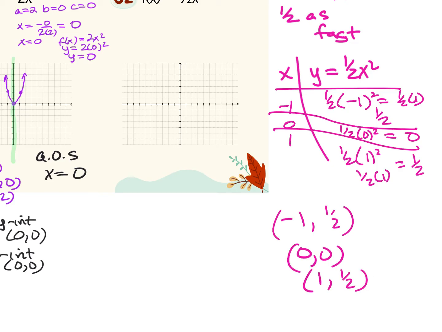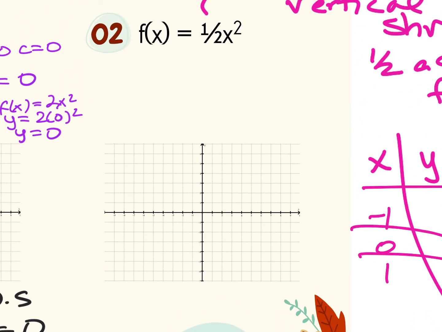So let me put those on here, and you're going to see that it's a vertical shrink. It's getting wider. So (0, 0), and then (-1, 1/2), and then (1, 1/2). And you can see it's getting wide. So that would be just graphing it, the same techniques that we've had before.